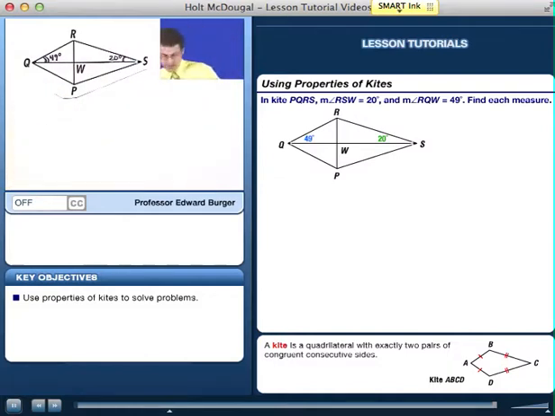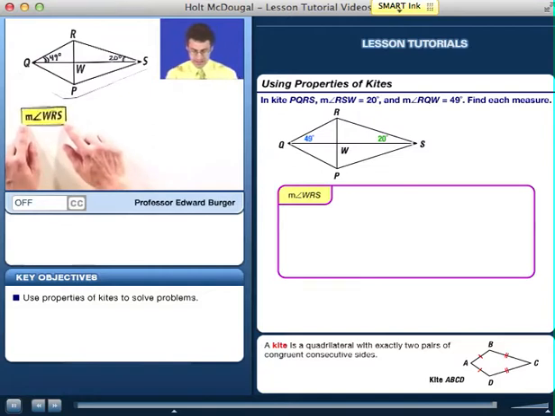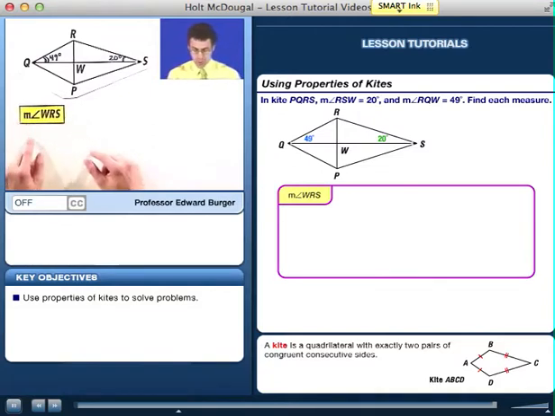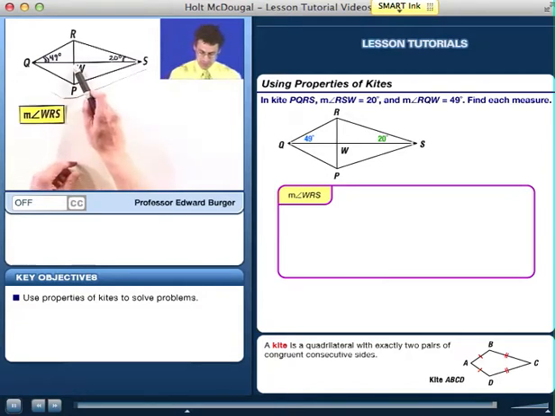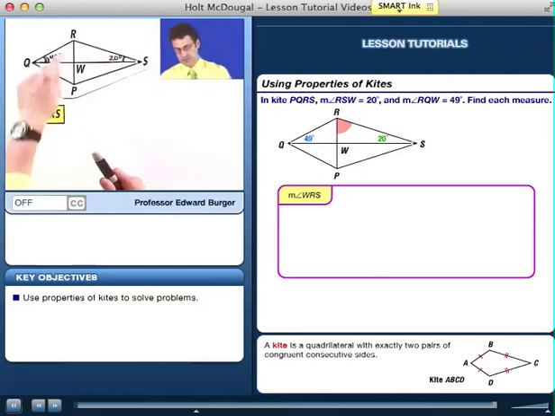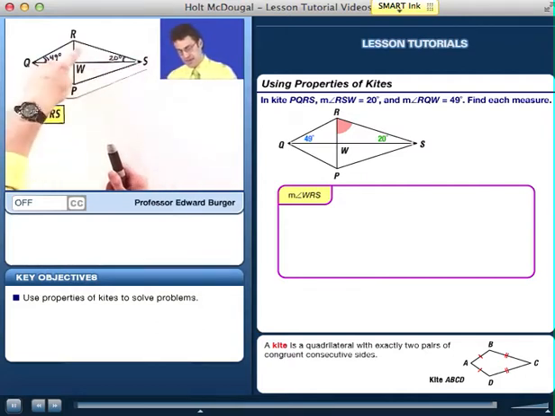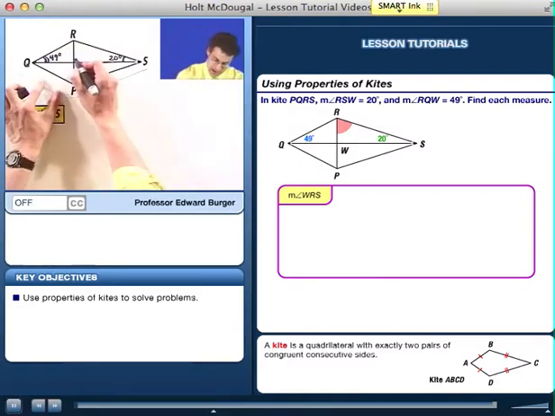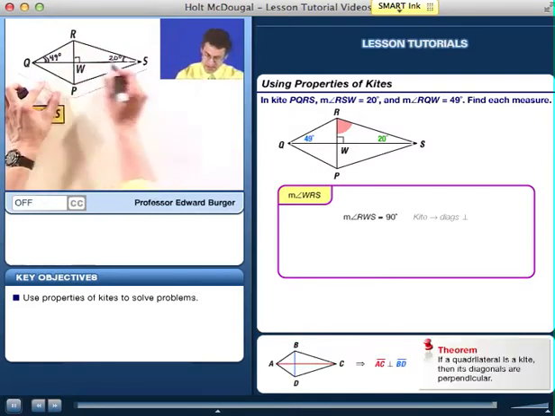So the first question I want us to answer is, what is the measure of WRS? So let's see. WRS, well, that angle up there. Well, it seems a little tricky to think about how to find that angle until you remember that with a kite, the diagonals actually meet up at 90-degree angles. These two diagonals are perpendicular.